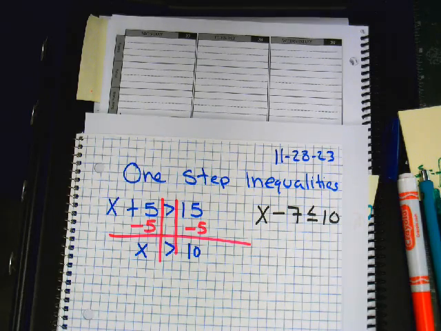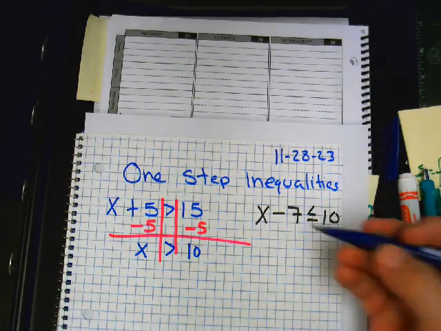All right, so if it says minus 7, what are you going to do? Plus 7, plus 7 on both sides.